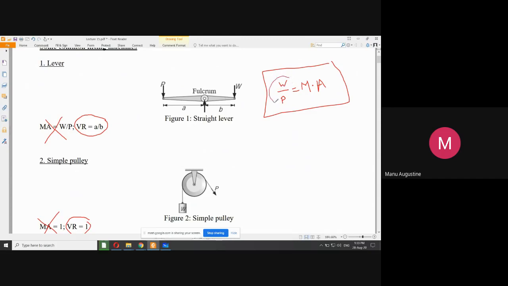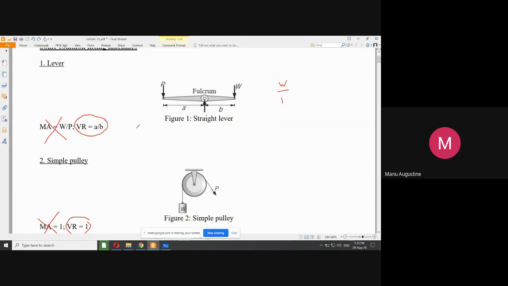ये तो सिर्फ बेसिक डेफिनेशन है और वही आपके मैकेनिकल एडवांटेज की डेफिनेशन भी हो जाएगी, क्योंकि ये चेंज होती रहती है. This is not constant. So beyond stating that the mechanical advantage is W by P, you cannot expect much for mechanical advantage. But velocity ratio is fixed for a machine.